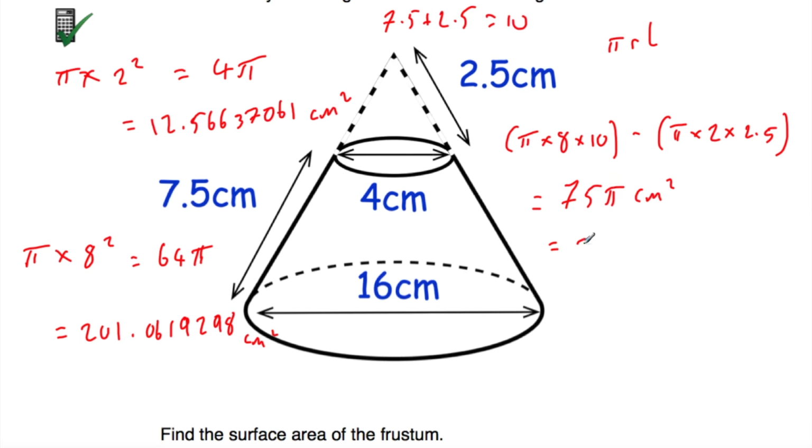Or as a decimal number, 235.619449 centimeters squared. So that's fantastic. We've now got the area of the circle on the top of the frustum. We've now got the area of the circle on the base of the frustum, and we've now worked out the area of the curved face of the frustum. And now let's add them all together and get the total surface area of that frustum.